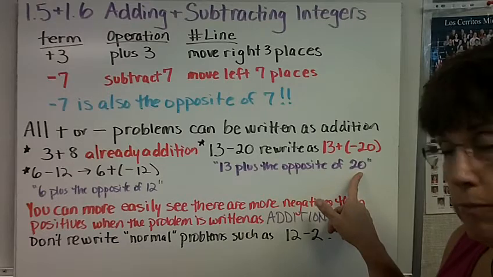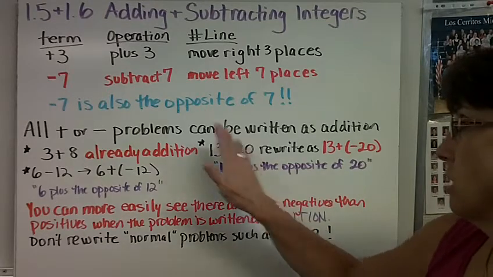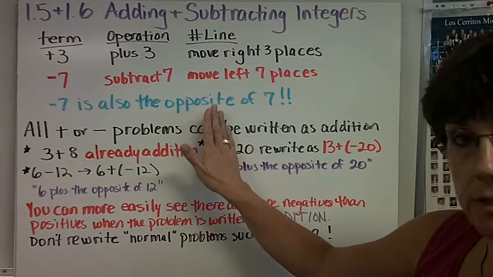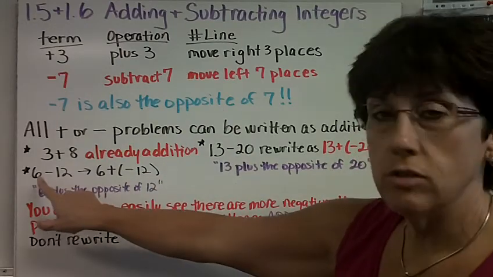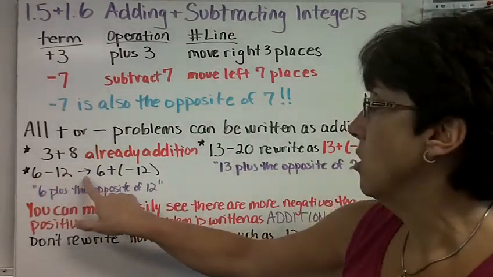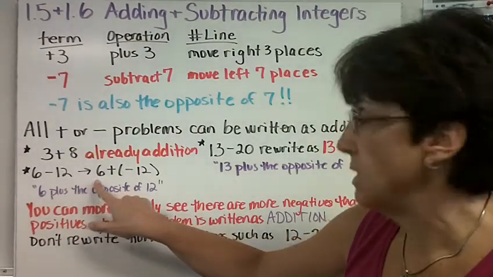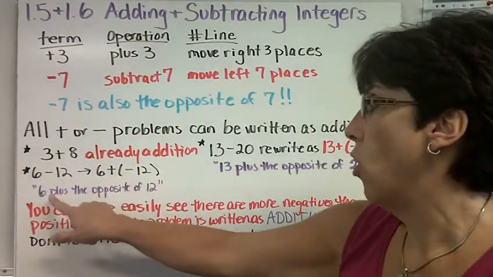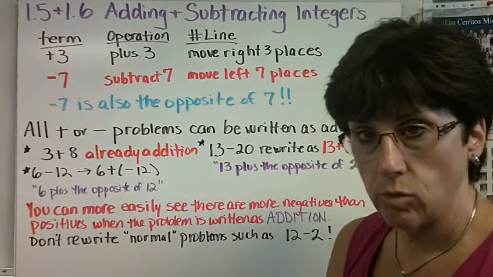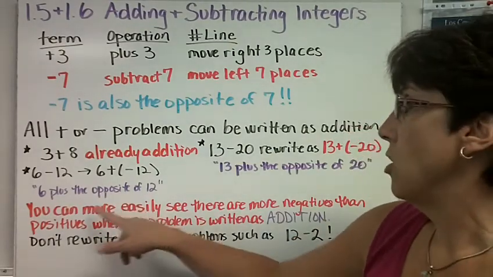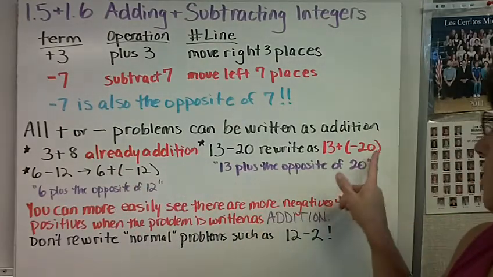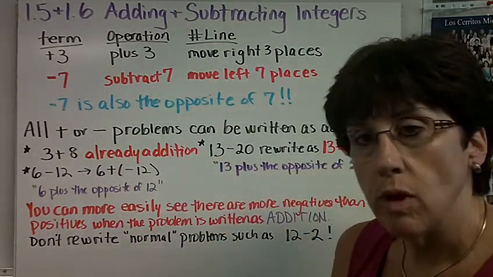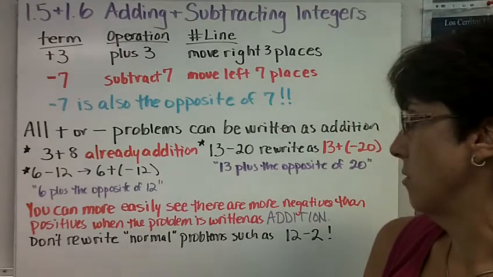Does that make sense to you? If we just look at this, that could be the opposite of 20. So 13 plus the opposite of 20. Here's another one, 6 minus 12. We could rewrite this as 6 plus negative 12, or 6 plus the opposite of 12. You can more easily see that there are more negatives than positives when the problem is written as addition.